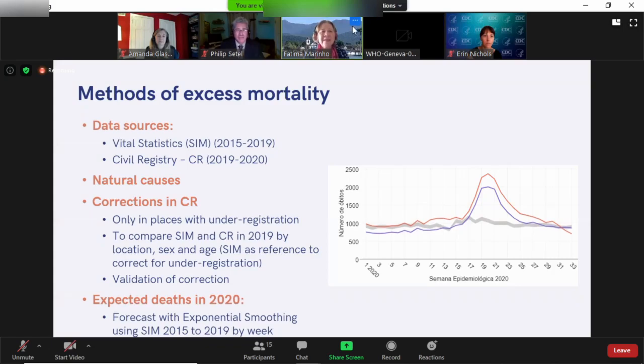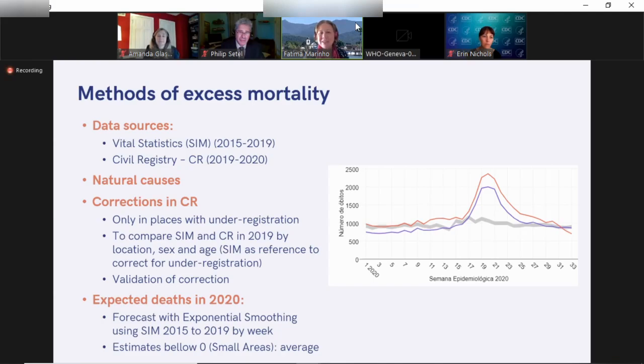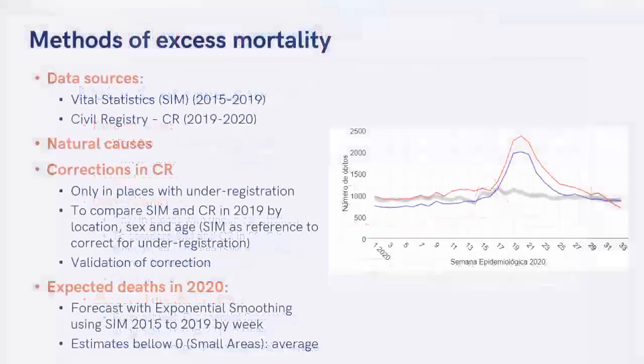Next, please. Here is the data source. We combined two data sources, really CRVS work. We have vital statistics from the Ministry of Health, the mortality information system. We took the historical data and civil registry, CR, from 2019 and 2020. We use just natural causes of death. We applied a correction in CR data, of course, for places with under-registered deaths in CR. We compared the vital statistics in 2019 with CR 2019, and we have the gap by place, sex, and age group. And we apply a correction using the vital statistics as a reference.